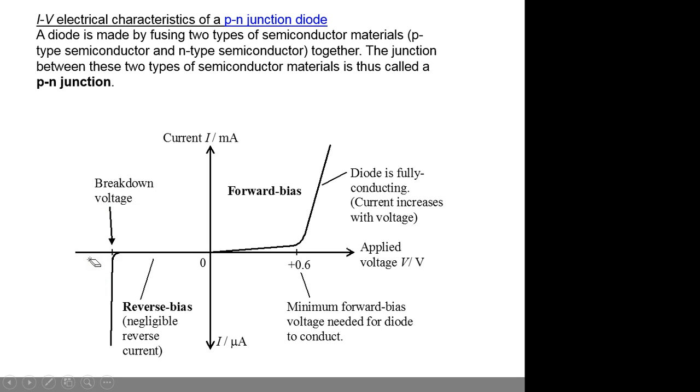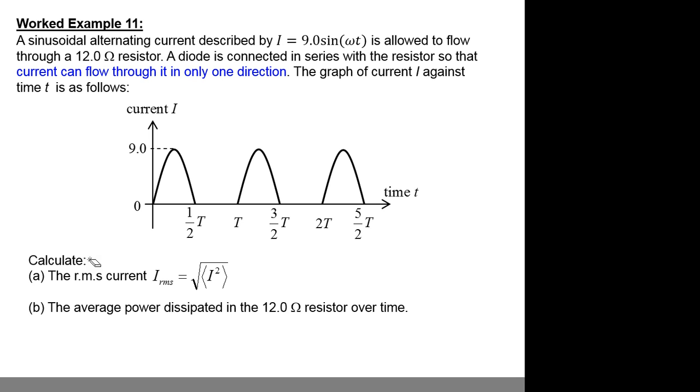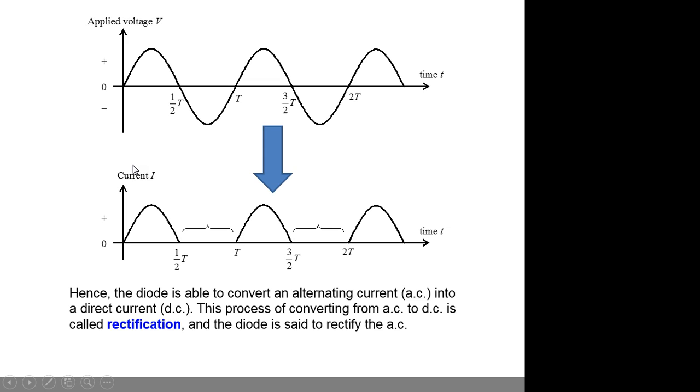Now that you know what a diode is and how it works and affects a circuit, you see how it can rectify the circuit. From AC, you get a DC because the current only flows in one direction.